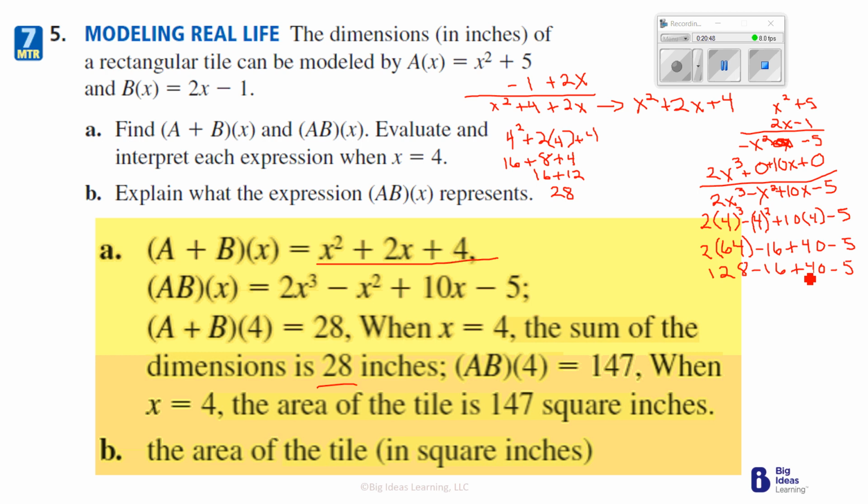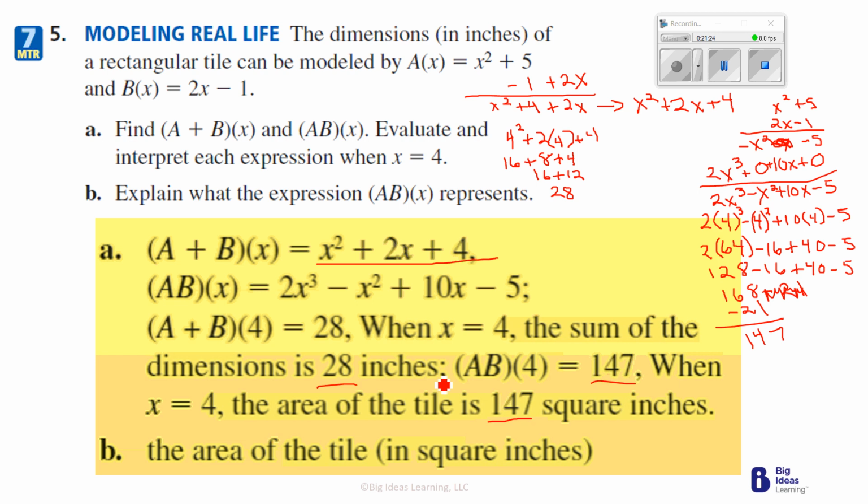We're going to add all the positive numbers together. 128 plus 40 is going to give me 168. Negative 16 minus 5 will give me negative 21. So now we're just going to subtract 21 from here. And this should give me a 7, a 4, and a 1. And that's where we got the 147. So when x is 4, the area of the tile is 147 square inches.